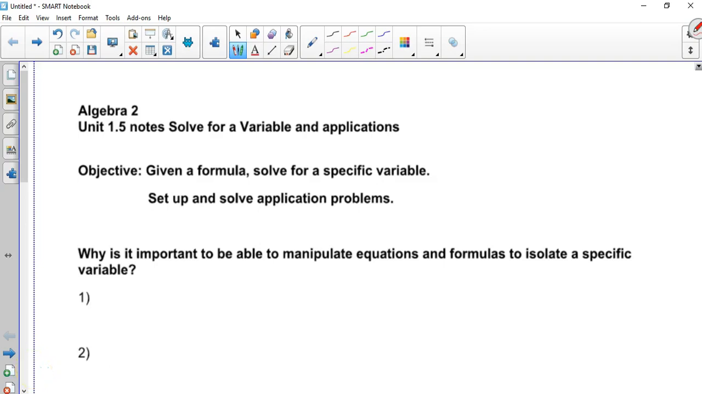Okay, 1.5 notes. We're going to learn how to take one formula and rewrite it in another form to solve for a different variable. Now we're also going to do application problems.